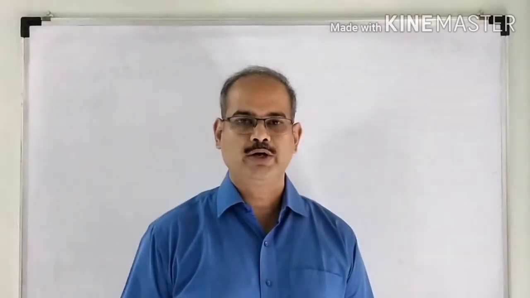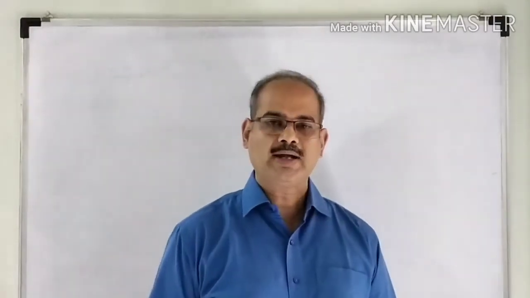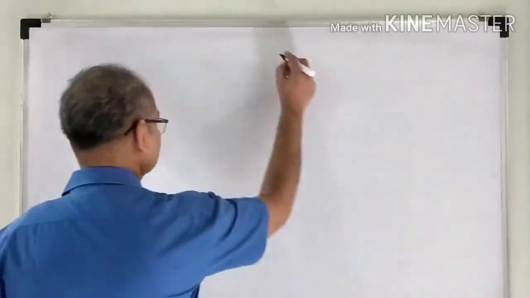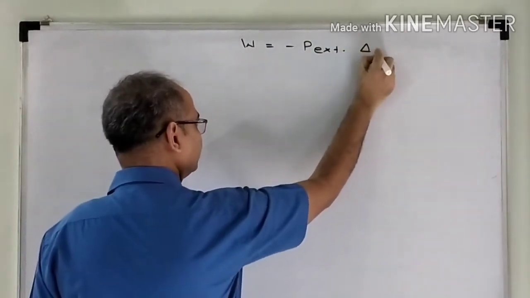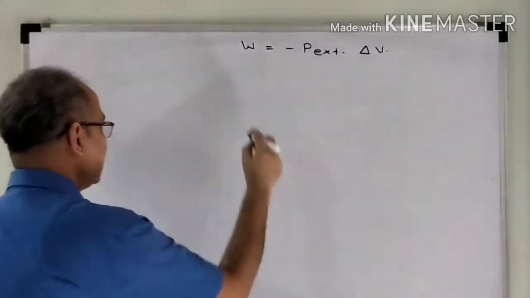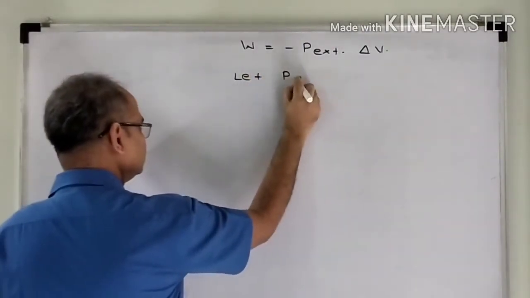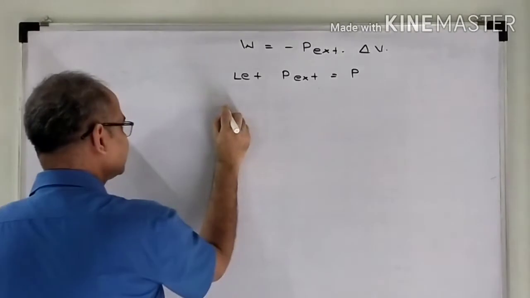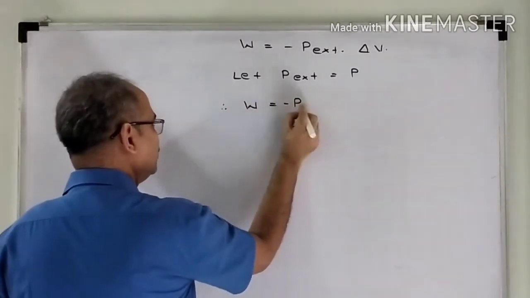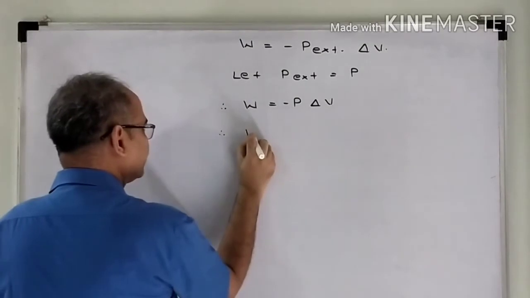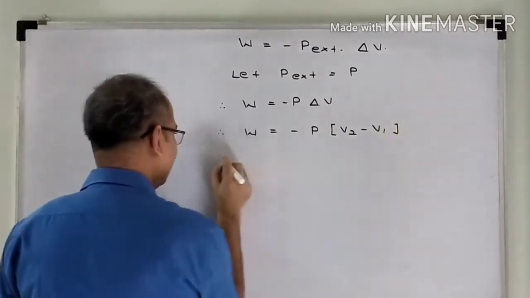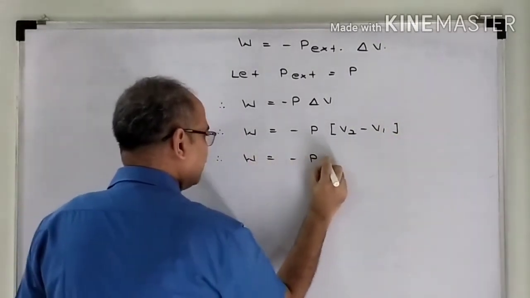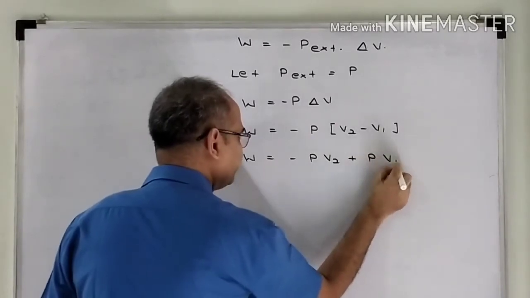Expression for work done during a chemical reaction. In general, work done by a system at constant pressure and temperature is given as W is equal to minus P external into delta V. Let us substitute P for P external. I get W is equal to minus P into delta V. Therefore, W is equal to minus P into bracket V2 minus V1. Therefore, W is equal to minus PV2 plus PV1.